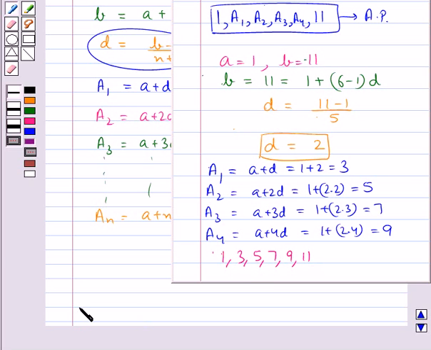This completes the session. Hope you have understood what an AP is, how we find the sum of an AP, and how we can insert any number of terms between given two numbers.